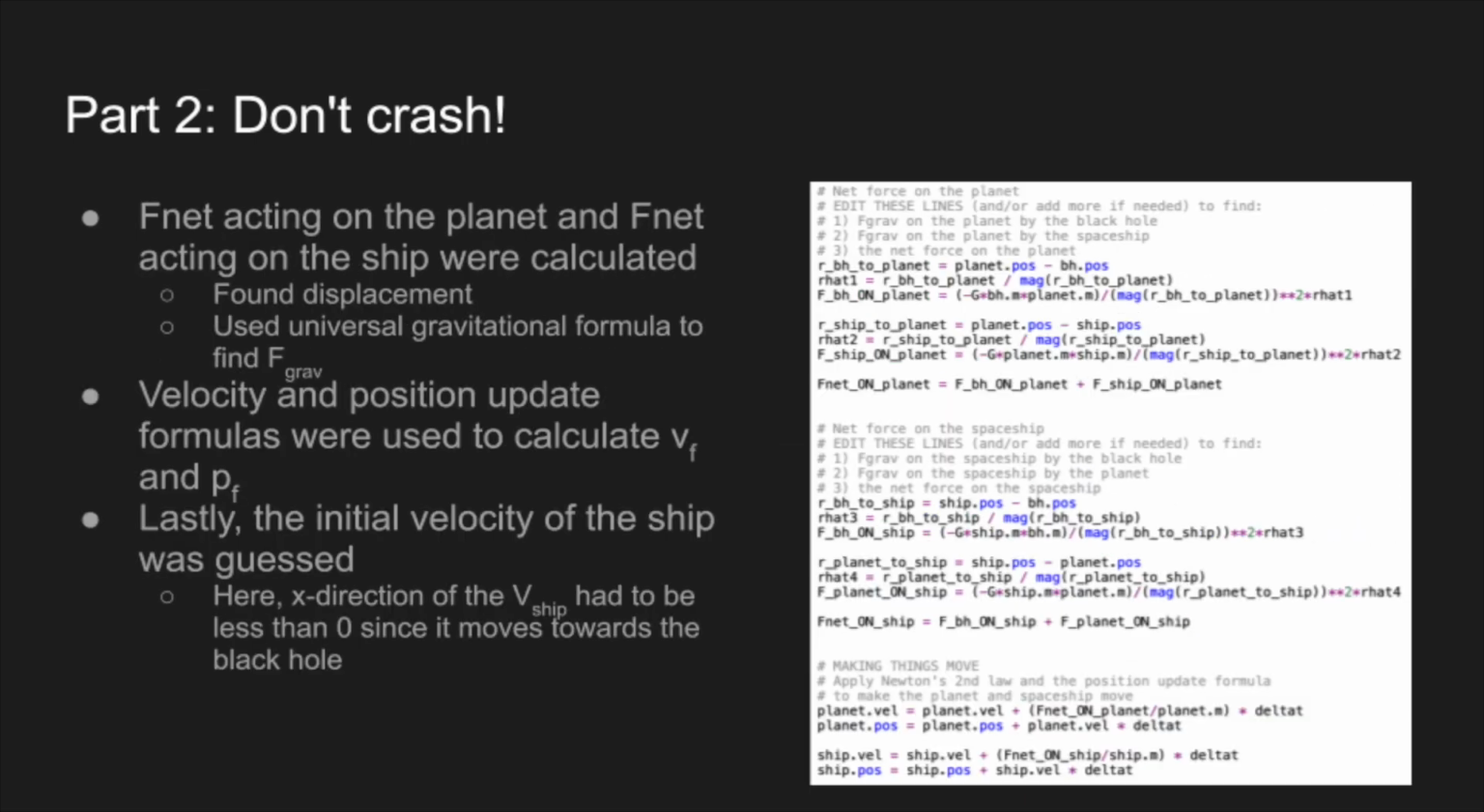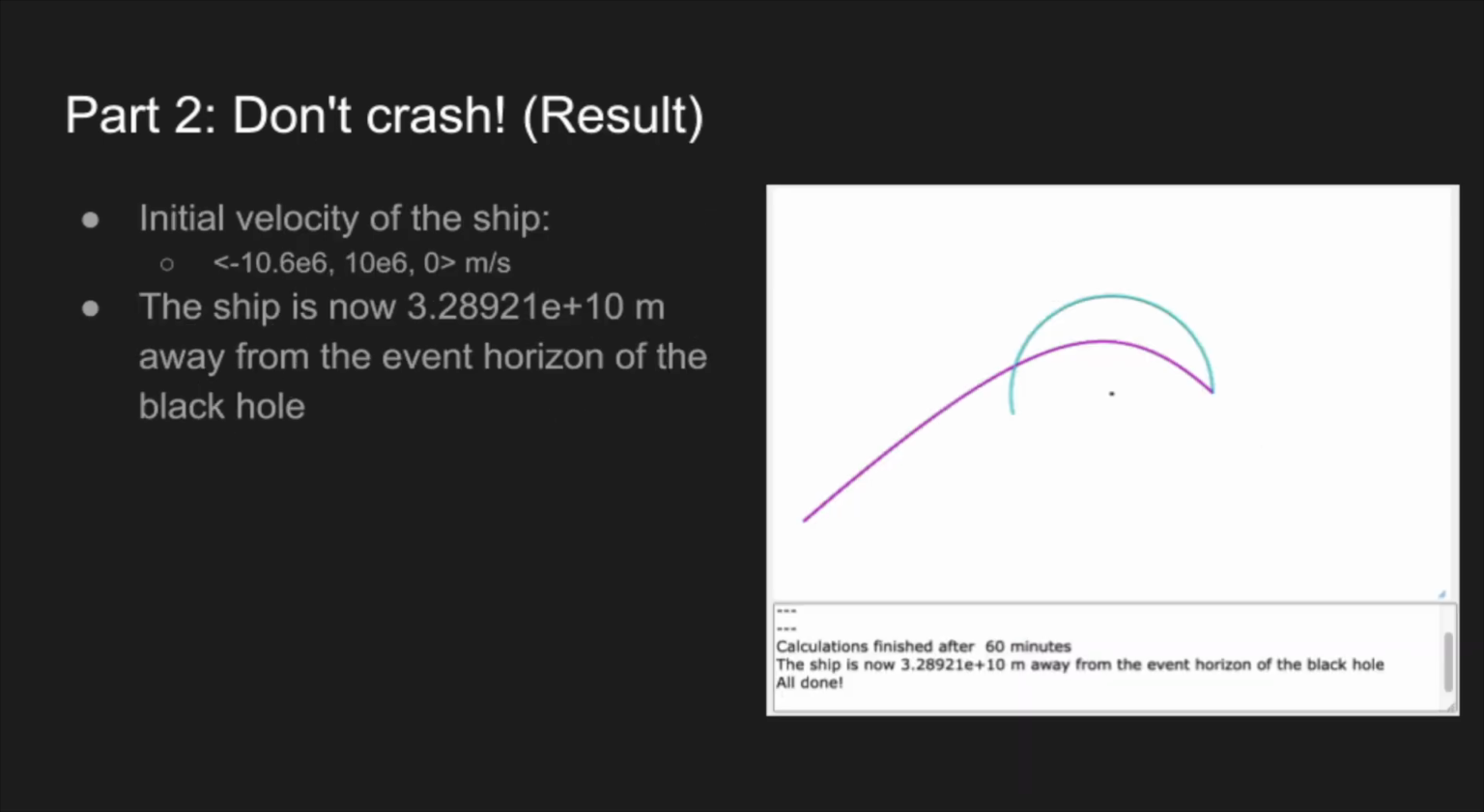So after that, as you can see, F net acting on the planet and F net acting on the ship were calculated. And then velocity and position update formulas were used to calculate v final and momentum final. And lastly, the initial velocity of the ship was guessed, and the x direction of the velocity of the ship had to be less than 0 since it moves towards the black hole. And as a result, the initial velocity of the ship was negative 10.6 times 10 to the 6, and y was 10 times 10 to the 6 meters per second.